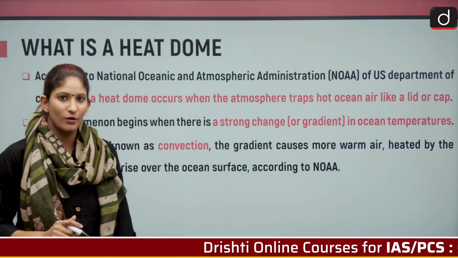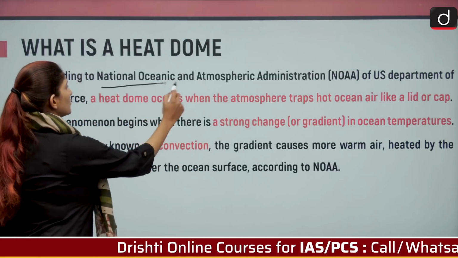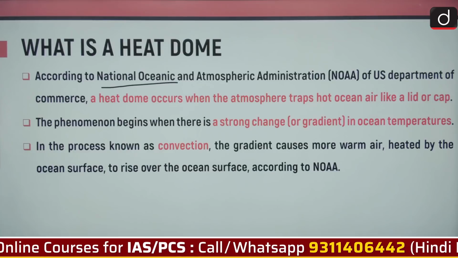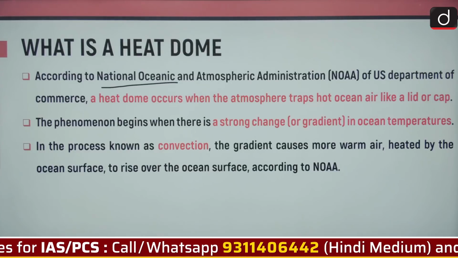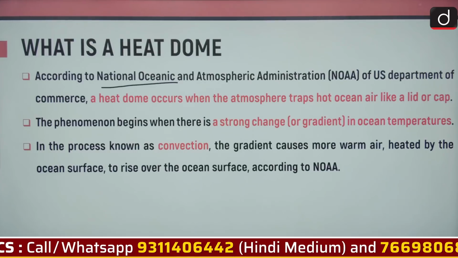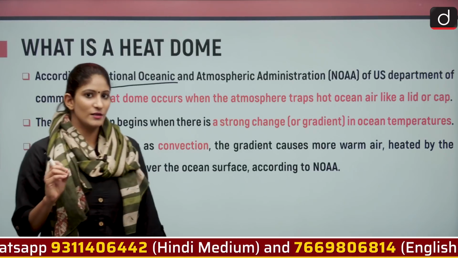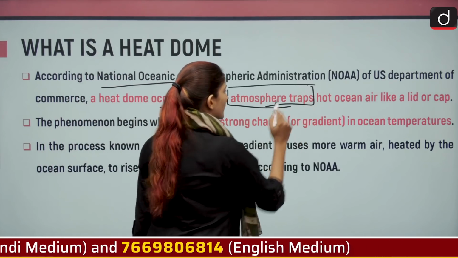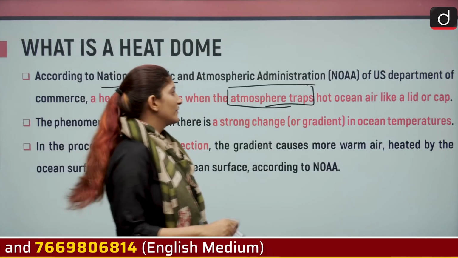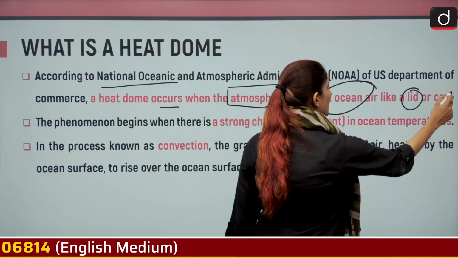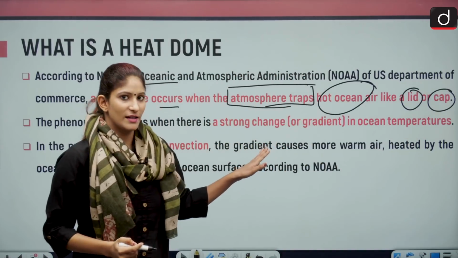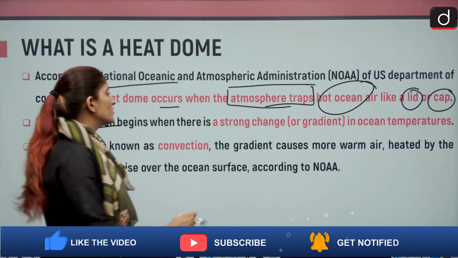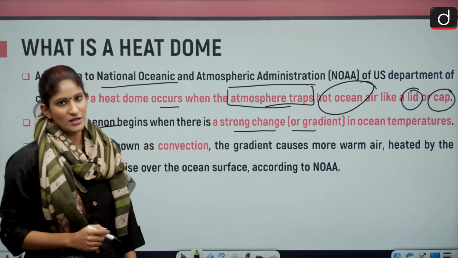First, we need to understand according to the definition. According to the National Oceanic and Atmospheric Administration of the US Department of Commerce, a heat dome occurs when the atmosphere traps hot ocean air like a lid or a cap. We will have a diagrammatic explanation of this as we move forward, and the phenomenon begins when there is a strong change or gradient in ocean temperatures.